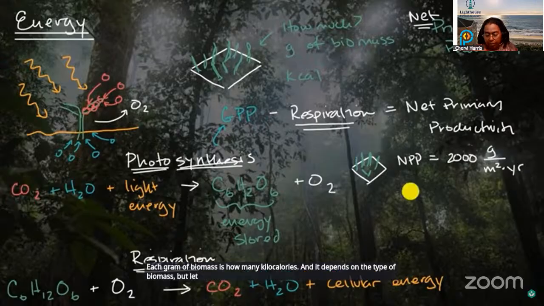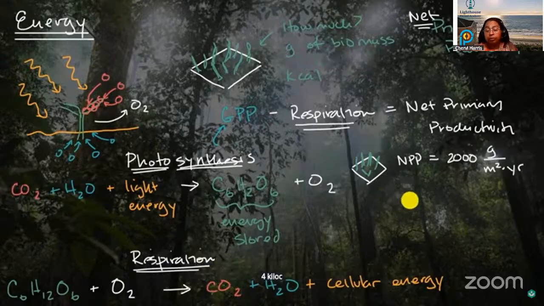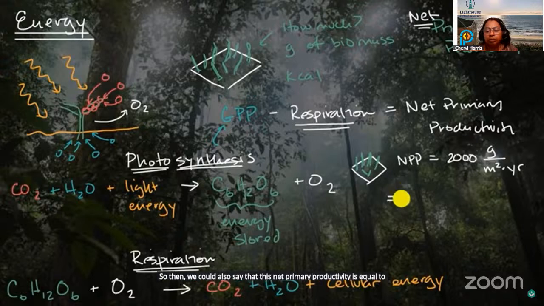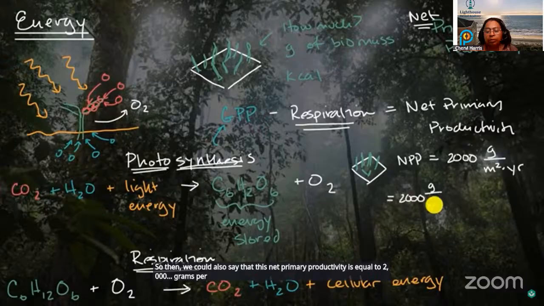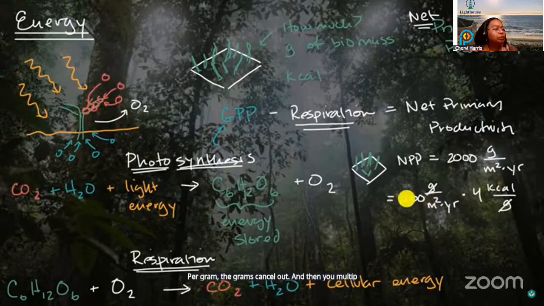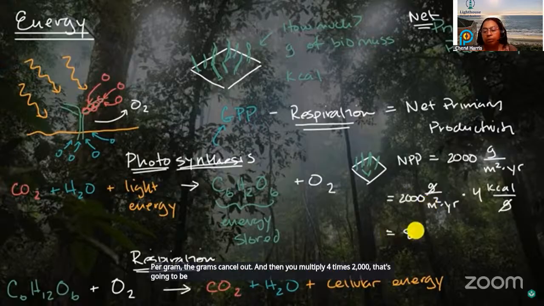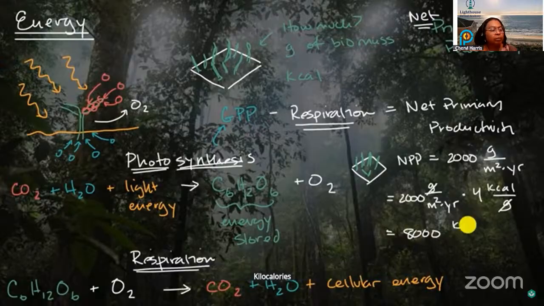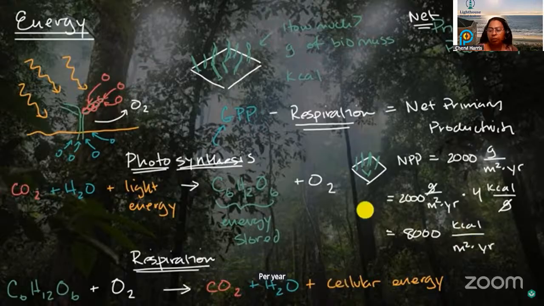But let's say that we have 4 kilocalories per gram of biomass. Then we could also say that this net primary productivity is equal to 2,000 grams per square meter per year times 4 kilocalories per gram. The grams cancel out, and then you multiply 4 times 2,000. That's going to be 8,000 kilocalories per square meter per year. That would be the net primary productivity, because that's after the plants have been doing respiration.